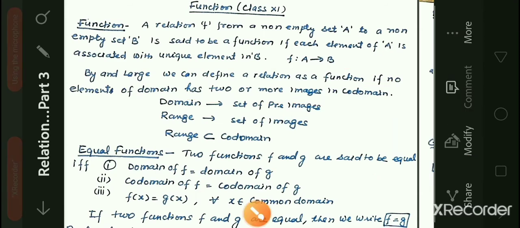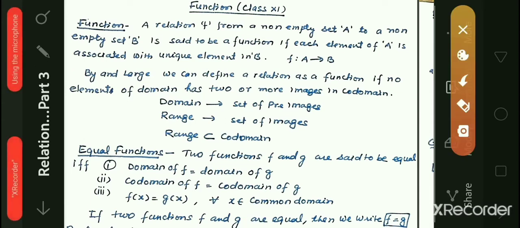Simply, if there exist more than one image of a point in the domain, if for a point in the domain there exist more than one image in the codomain, then that relation cannot be a function. Okay, so let us take another example.